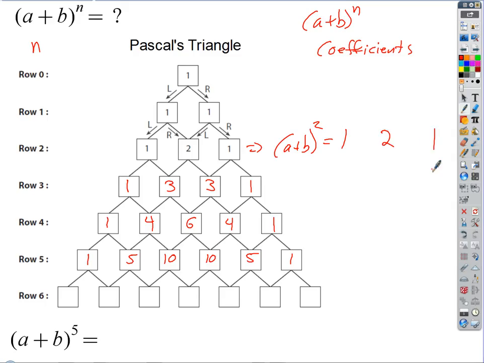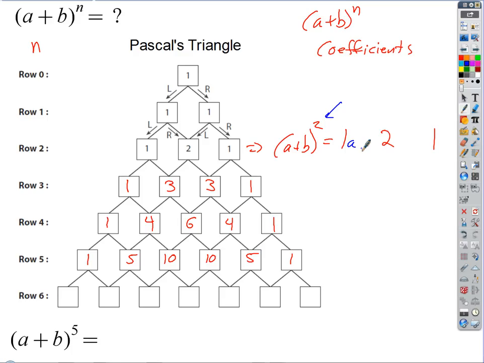Okay, what happens with the powers? The powers are really simple. The sum of the exponents for each term has to always add up to whatever n is. So in this case, it'd be 2. But you're going to start off with all of the weight of the exponents shifted over to the a's. And then with each term, the a's are going to get weaker by 1 and the b's are going to get stronger by 1. So the first one, we're going to get a to what?